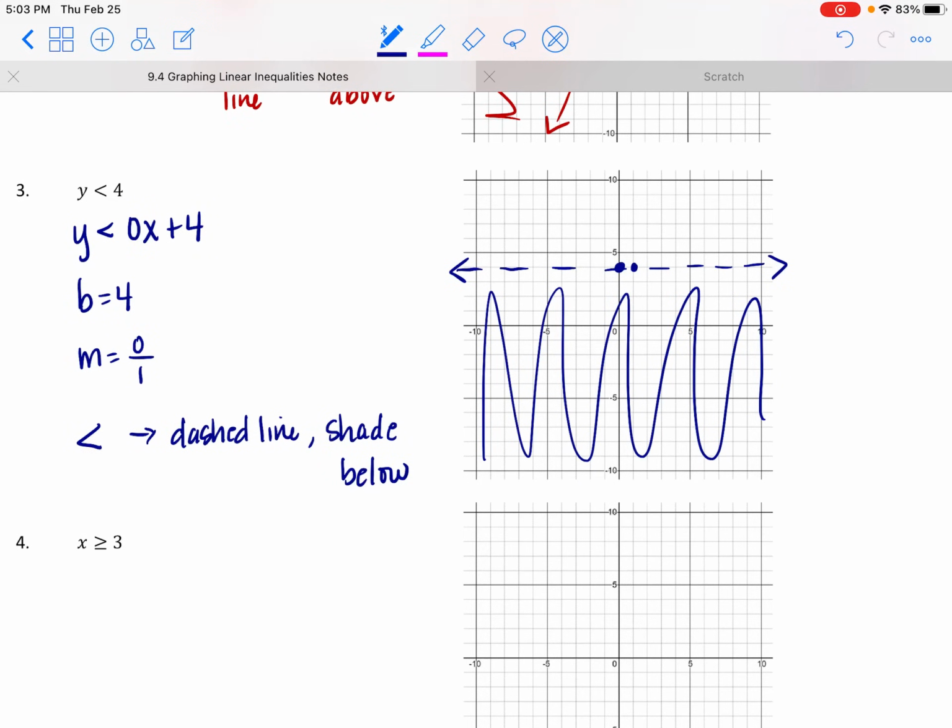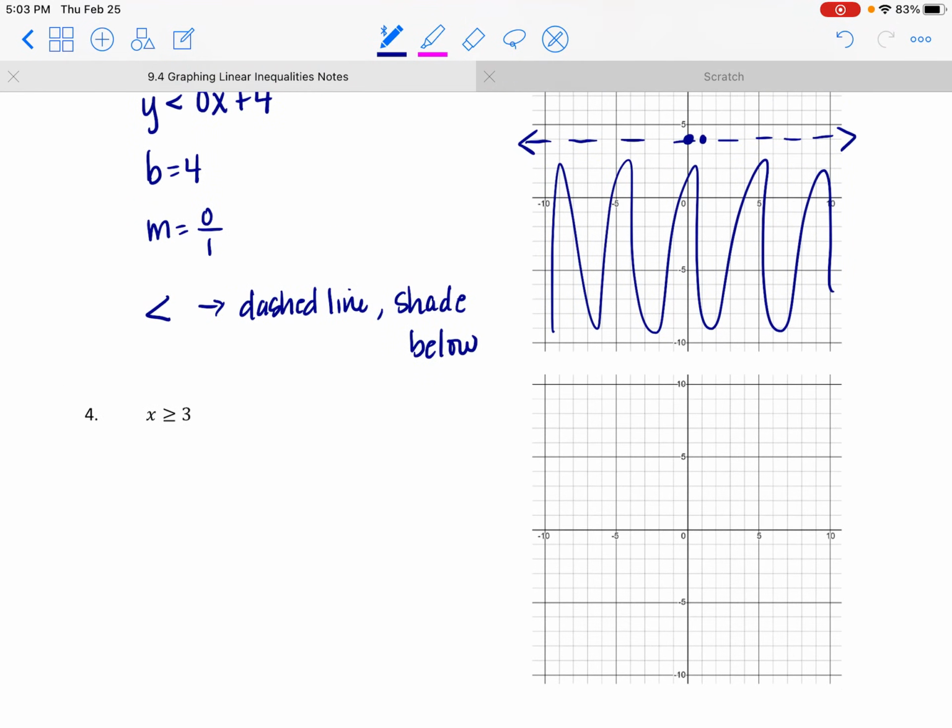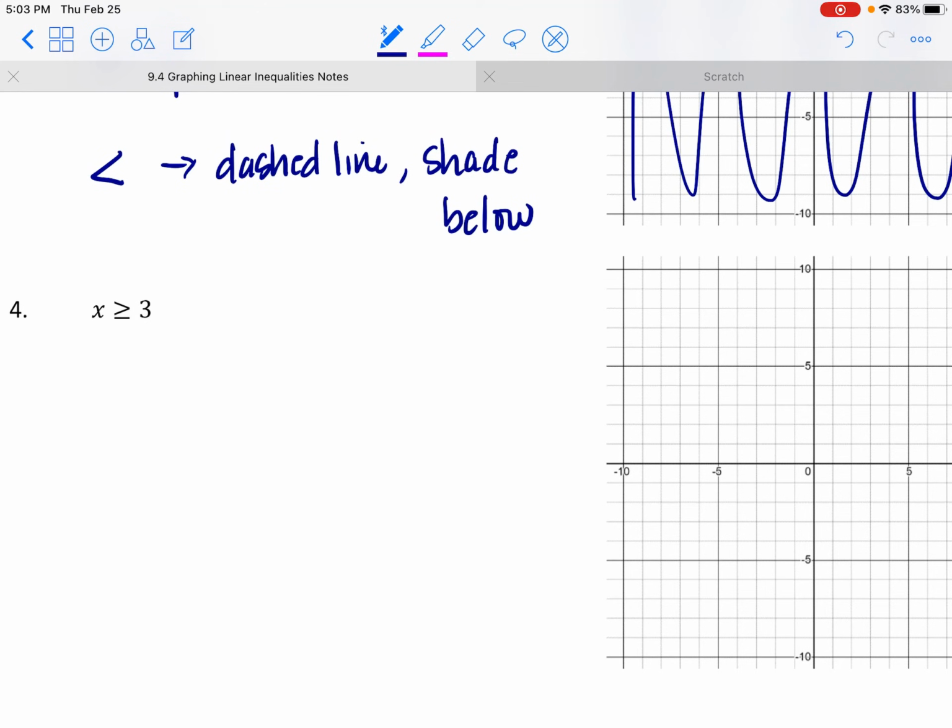Okay? And again, you could pick something in that region. It's going to have a y value that's less than 4. So when it's the y and a number, then it's a horizontal line here. It's a little harder to read because we don't have an m and b situation. We don't have a y in the picture at all.